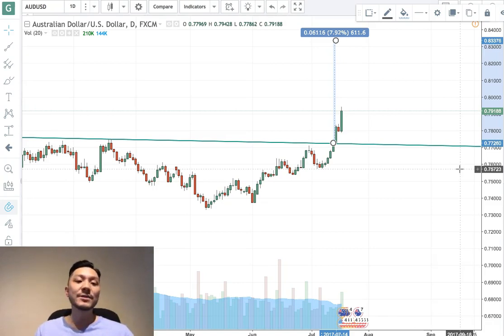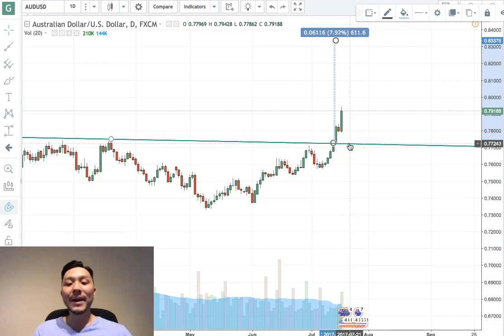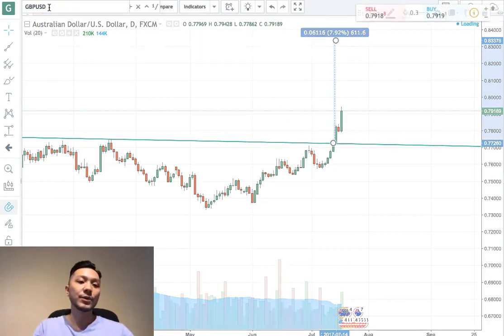But if you're speculating on this currency pair, then you might have to wait for it to come back down to the neckline, which is around 0.7724. And then you can invest, bullish on the Australian dollar. That's it. So the other one is pound to US dollar.